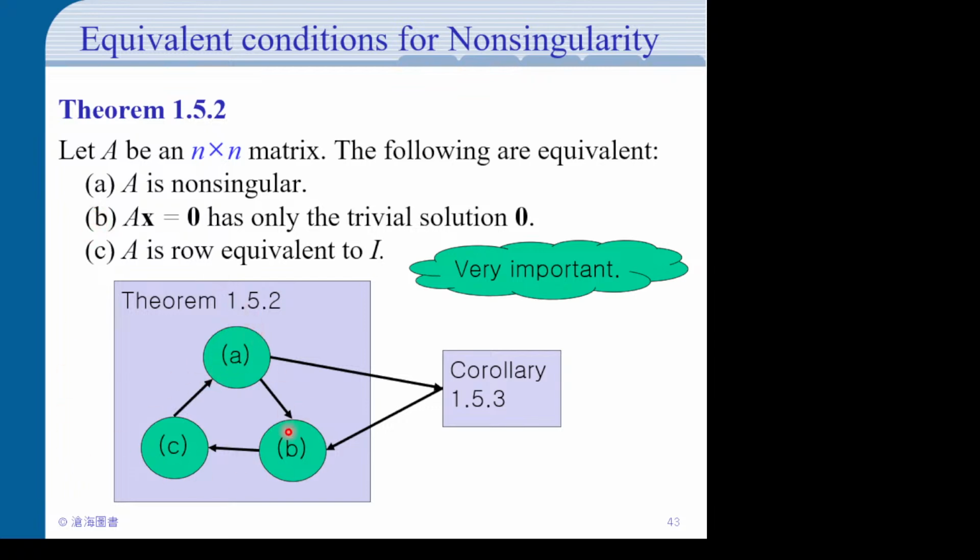Then we have this logic circle, and every one of them is if and only if. Because you can go from A to B like this, and then you can go from B to A with this. Similarly, each one of them you can go to each other, so those three statements are all equivalent to each other. Then we have another corollary that you can prove from this theorem. Let's see these three proofs. First one: if A is non-singular, then Ax equals 0 only has the trivial solution.